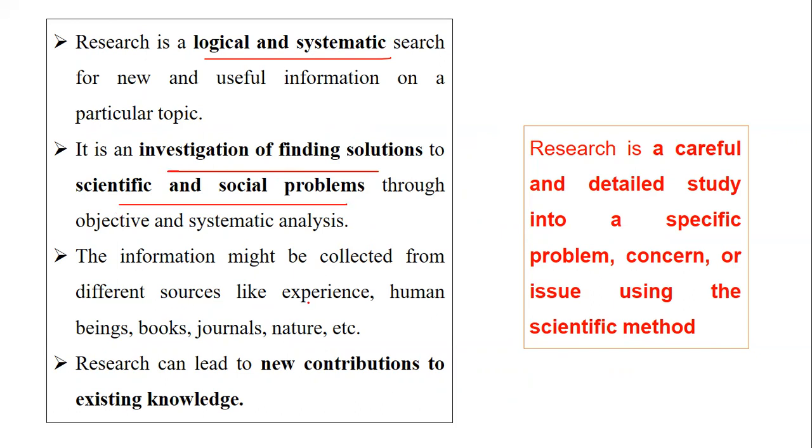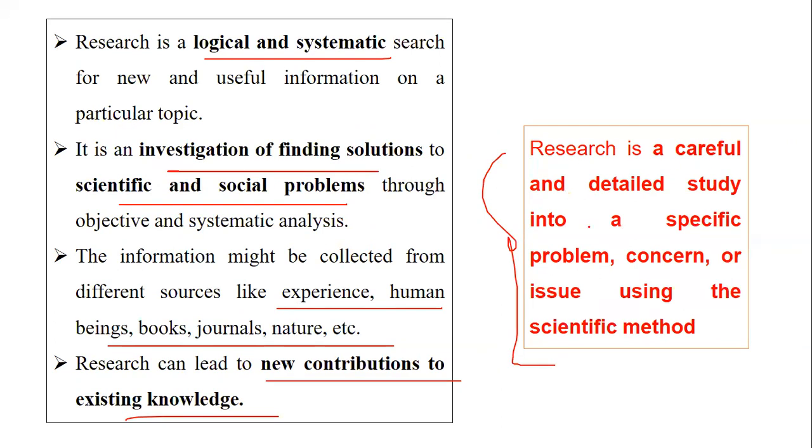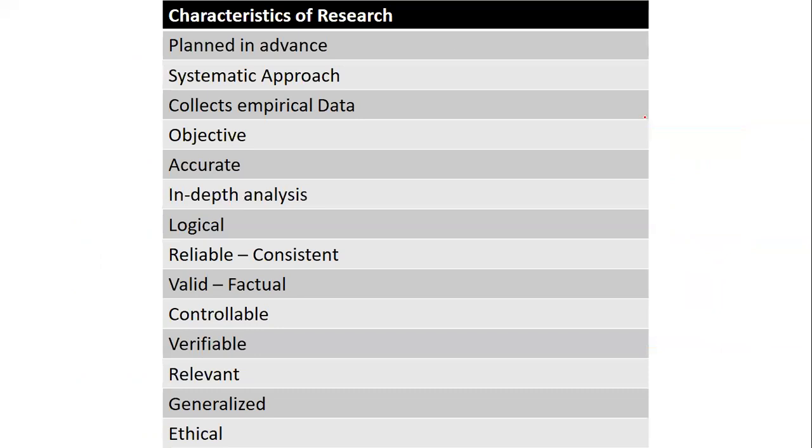It definitely has different sources like experience, human beings, books, journals, nature, etc. And it can lead to contributions to existing knowledge. So research is nothing but a careful and detailed study of a specific problem, which is concerned with scientific methods. So research is basically planned in advance, has a systematic approach, and collects empirical data. This word is used again and again in some way or other in research. So the real-time data, you can say, should be objective and accurate.